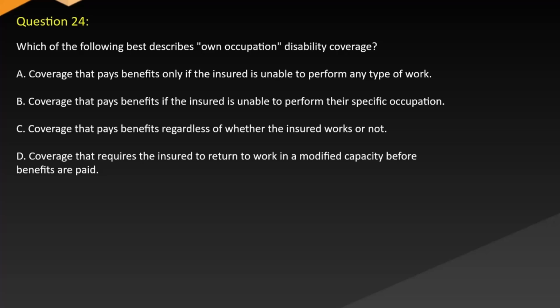A. Coverage that pays benefits only if the insured is unable to perform any type of work. B. Coverage that pays benefits if the insured is unable to perform their specific occupation. C. Coverage that pays benefits regardless of whether the insured works or not. D. Coverage that requires the insured to return to work in a modified capacity before benefits are paid.